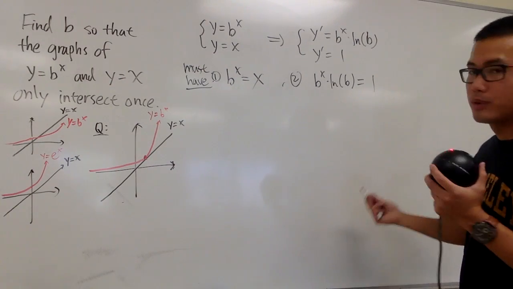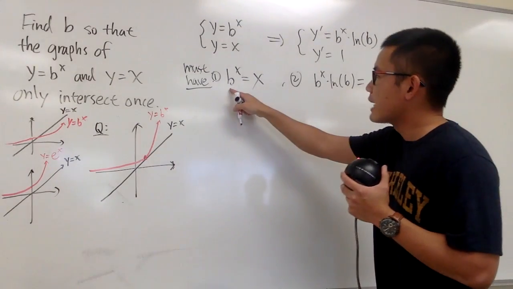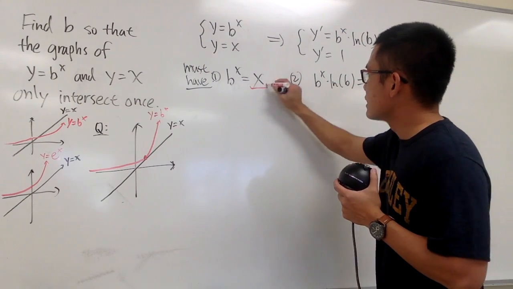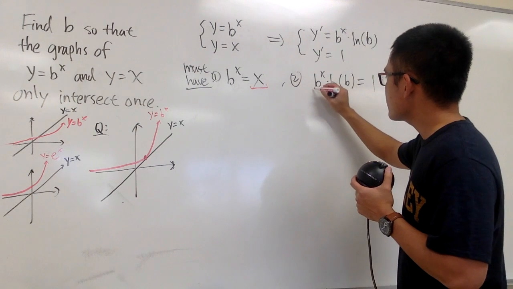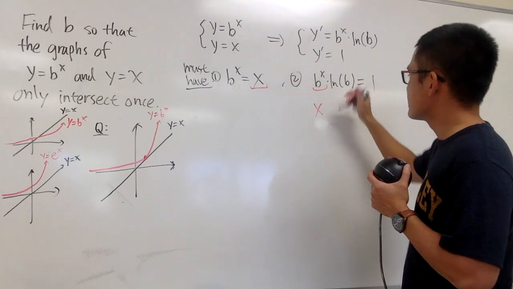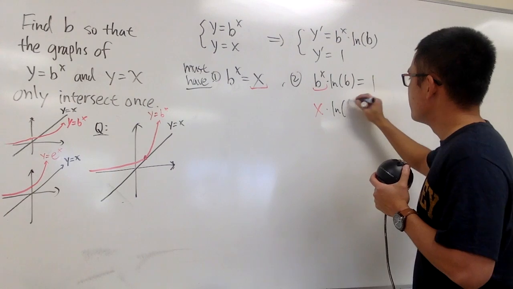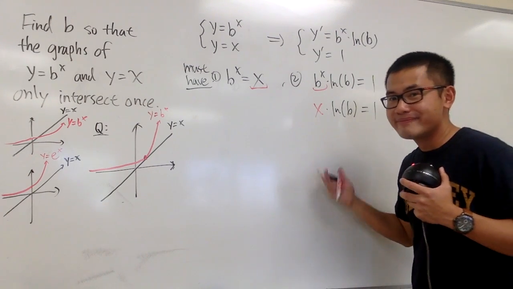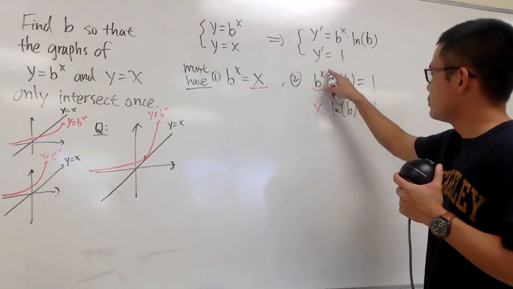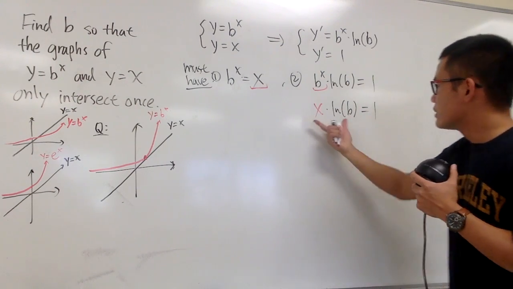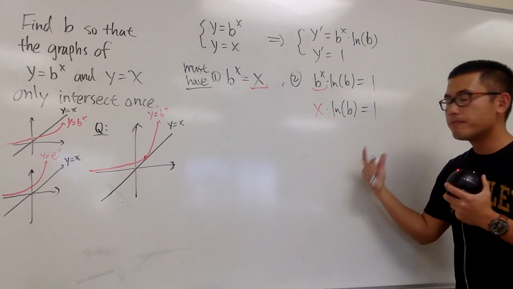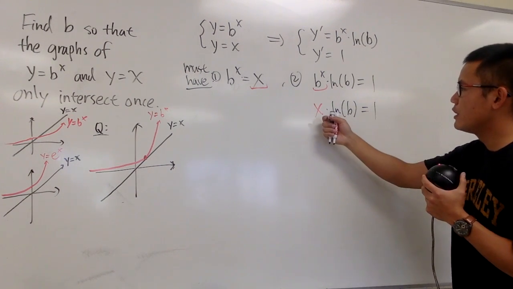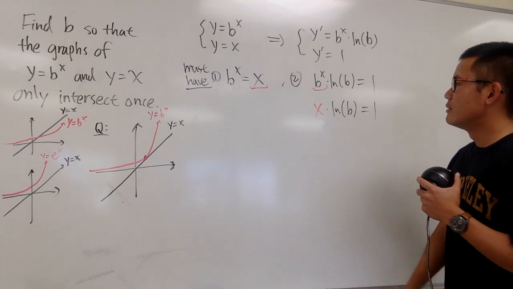And now this is what I'm going to do with you guys. We see that b to the x is equal to x, so I can just replace this b to the x right here, so we have x times ln b is equal to 1, like that. No problem, isn't it? b to the x is x. So if you look at this right here, I need to figure out what's ln b though. Or maybe I need to figure out what's x in terms of b.